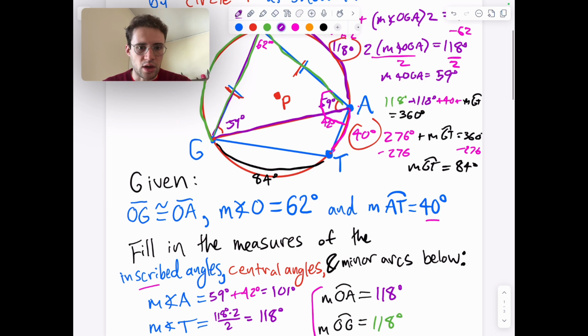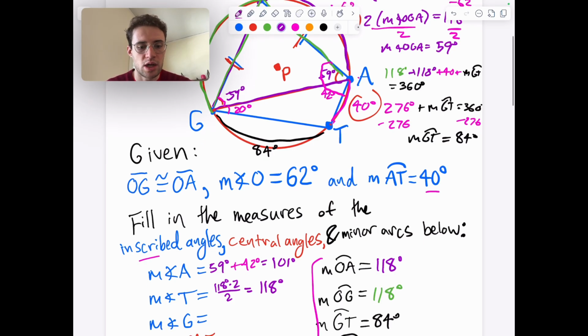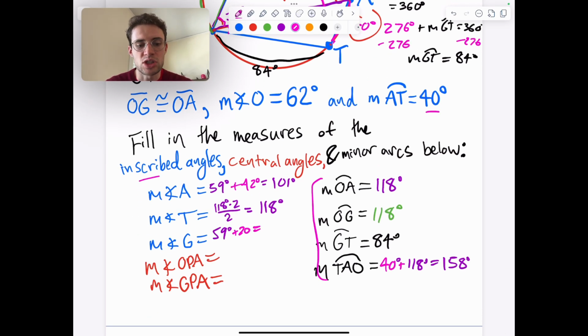Next, we have the measure of angle G. So G, like the measure of angle A, includes a 59 degrees plus another snippet. It's not going to be 42 though. We have to figure this one out using the AT. So arc AT is 40, which means that the inscribed angle that captures that will be half of 40. Half of 40 would be 20 degrees. So we have 59 degrees plus 20 degrees, giving us that the measure of angle G is 79 degrees.